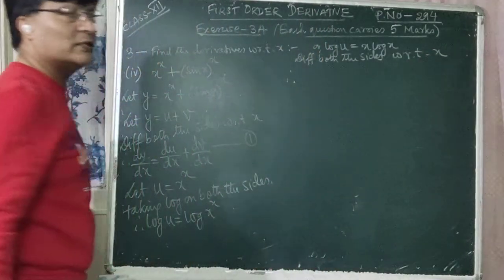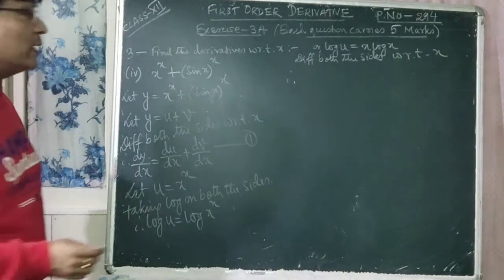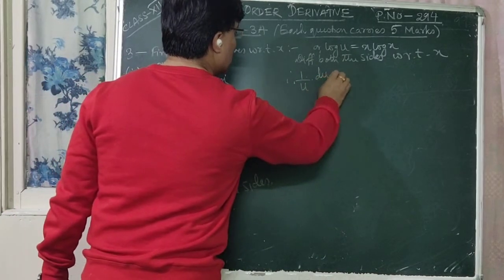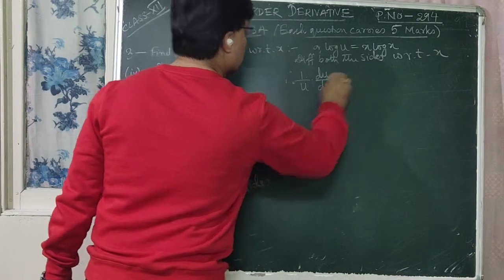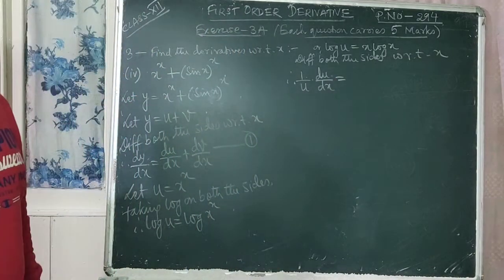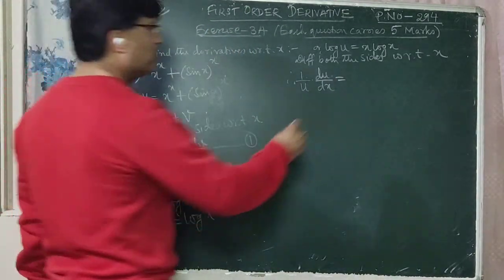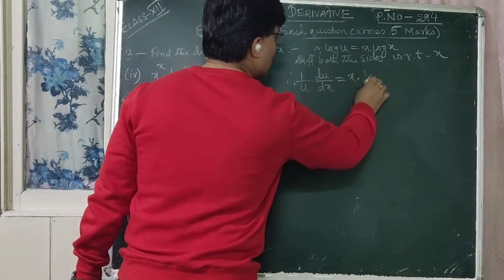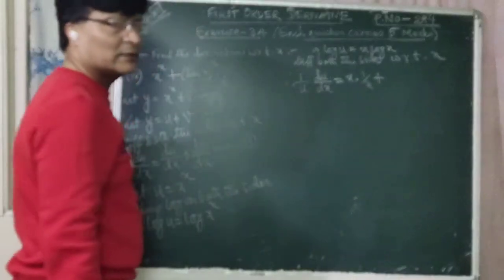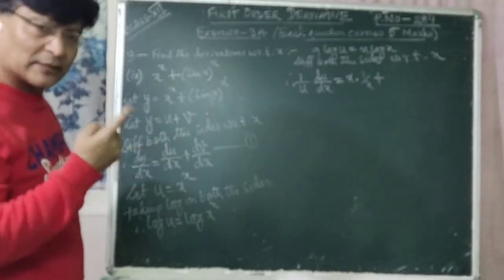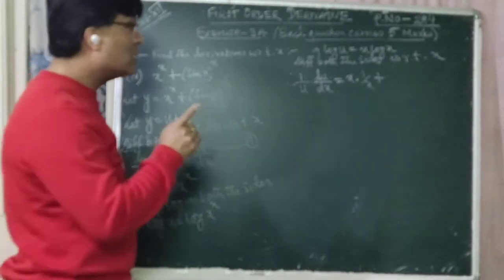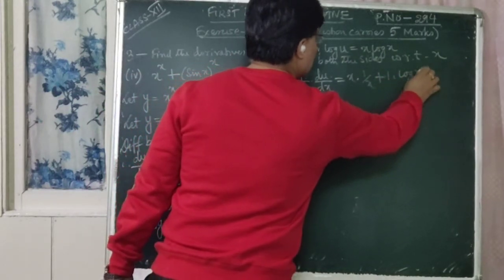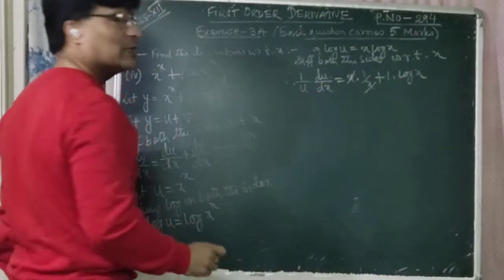So therefore, what is the differentiation of log u with respect to x? It is 1 upon u into du by dx is equal to, now x into log x is there. You can use the UV rule here. So x is kept as it is into, what is d by dx of log x? 1 upon x plus, again differentiate x, keeping log x as it is. Differentiation of x is 1. So 1 into log x. So here x gets cancelled.